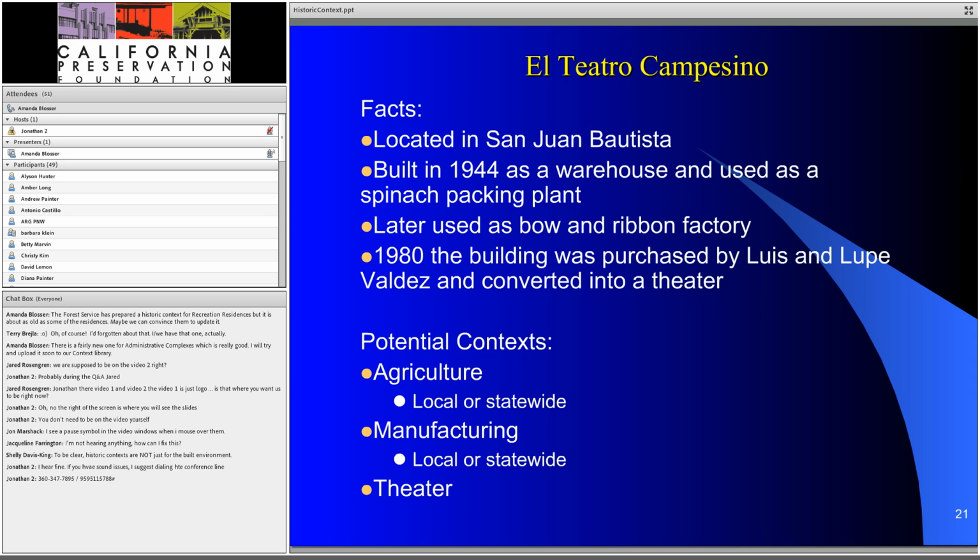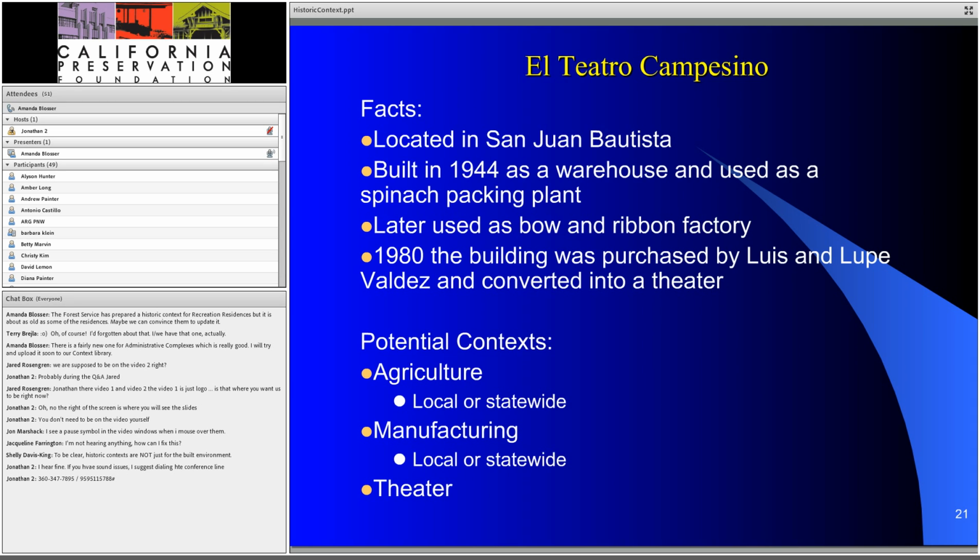agriculture. San Juan Bautista is located obviously in a very rich agricultural area, and it was used as a spinach packing plant. It could be at the local level for just within that area, or it could be statewide. Everybody knows California is sort of a powerhouse of agriculture.